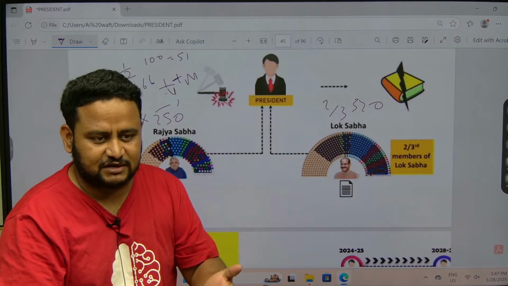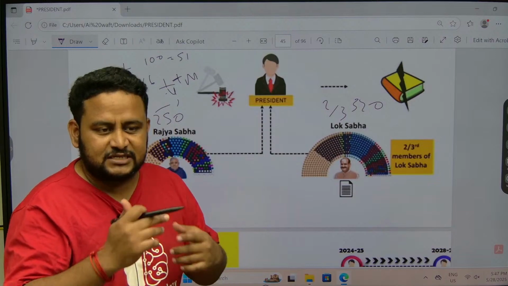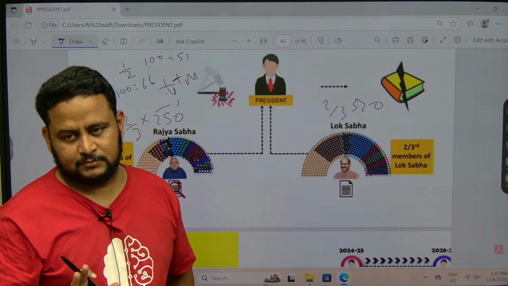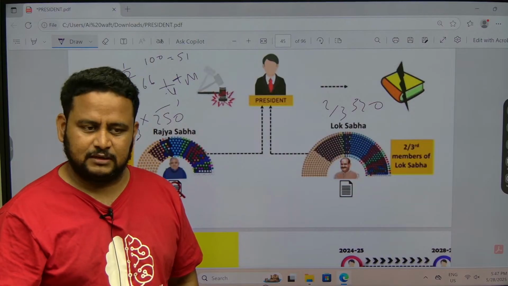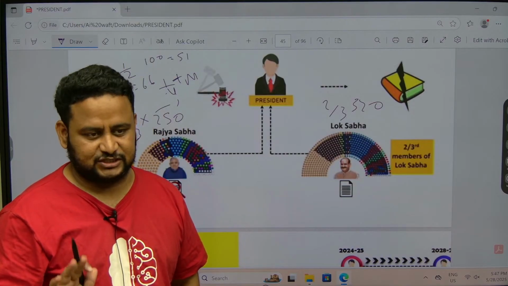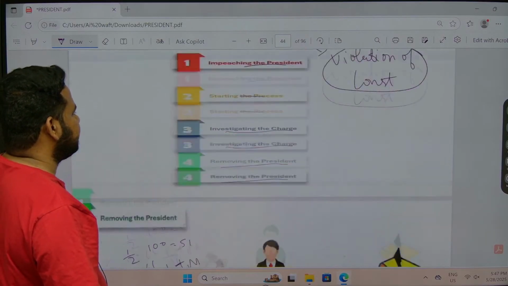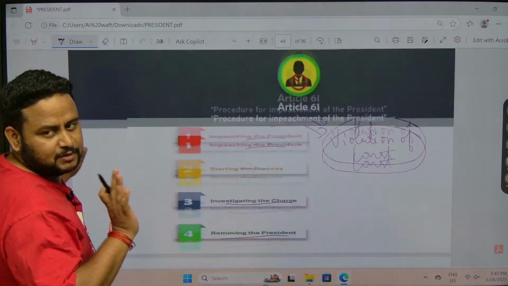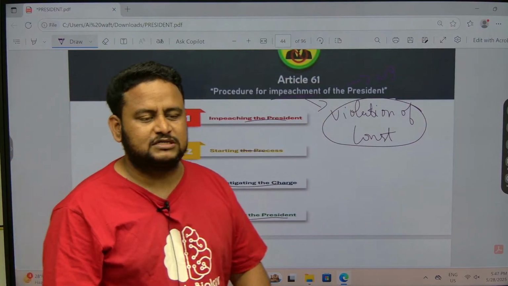He can defend himself. Then that resolution should be passed by both the houses by a special majority of 2/3 of the total membership. Then only the president will be removed. We will say that the president stands impeached. This is the procedure. The removal of the president is spoken in which article? Article 61. Please remember the article.